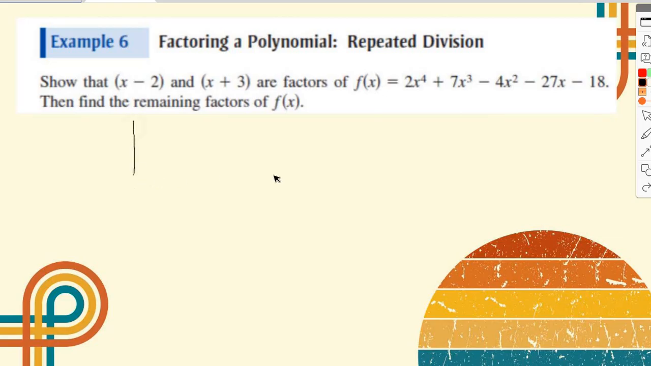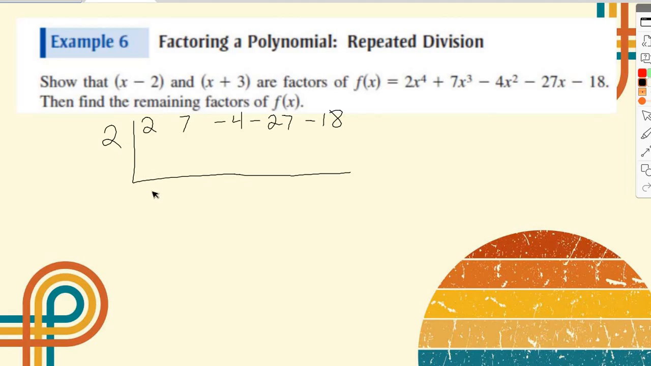So what's going to go on the inside of my synthetic divisor? That whole thing. So what are my coefficients? 2, 7, negative 4, negative 27, negative 18. Cool. And then which factor do we want to do first? X minus 2 or x plus 3? Minus 2. So then what's going to go on the outside? Positive 2. Okay with our setup. And what do we say should be our remainder?